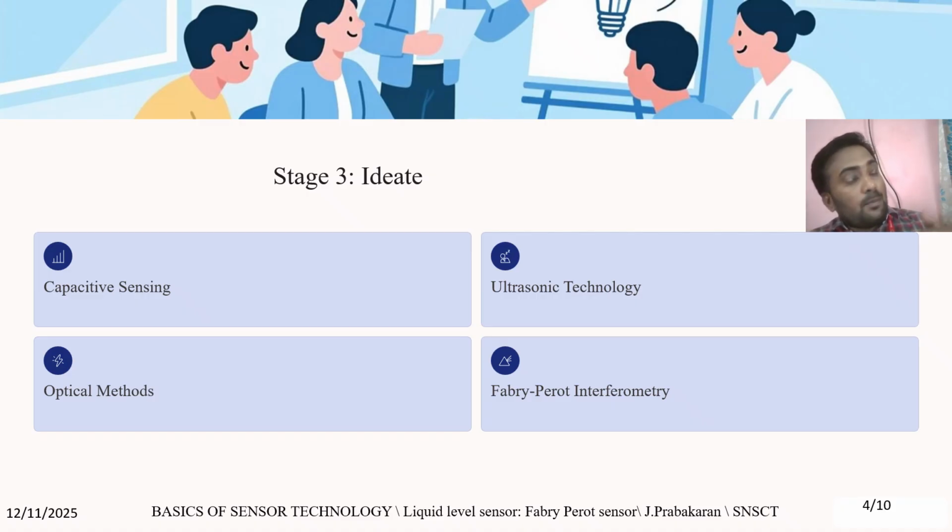First, capacitive sensing, which measures dielectric changes but is susceptible to material buildup. Second is ultrasonic technology, which is non-contact but affected by foam. Third is optical methods, which offer high precision but are traditionally complex and expensive. Finally, Fabry Perot emerges as a strong candidate, providing exceptional sensitivity and immunity to electromagnetic interference.